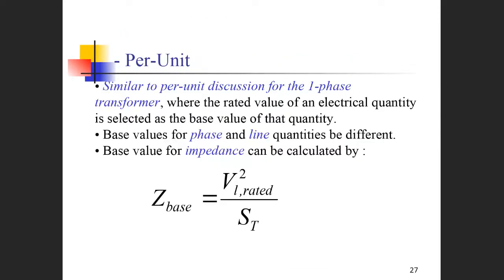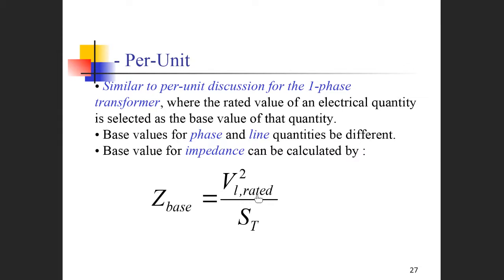Okay, now once again, in the single-phase transformer, we talked about the per unit systems. In the 3-phase transformer, we are also using the per unit systems. But once again, the per unit system is actually very similar to the per star phase rating values for the impedance.